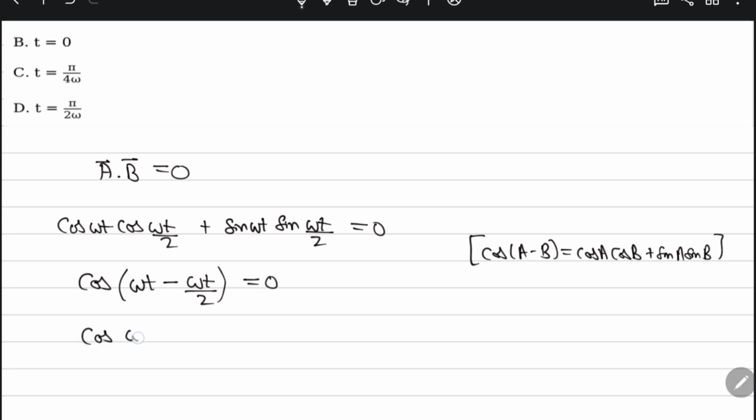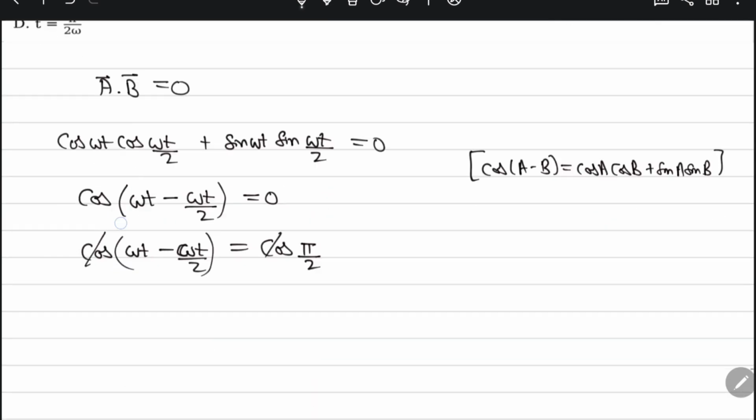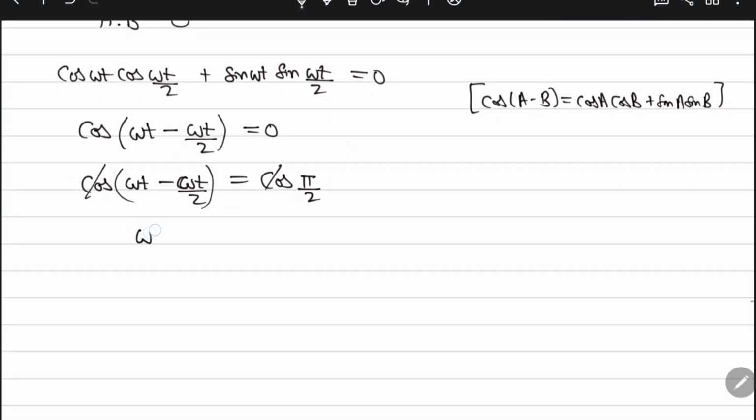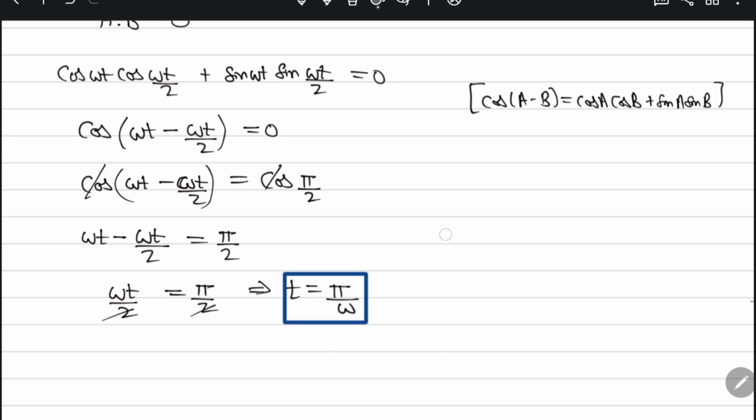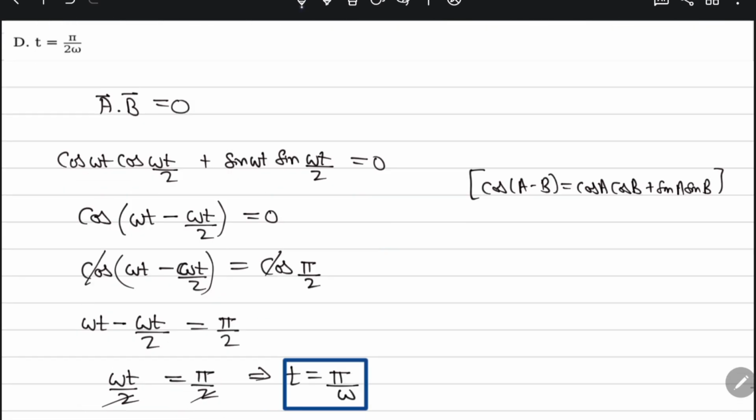So here you can also see that cos of omega t minus omega t by 2 gives cos 0, and cos pi by 2. So here cos and cos cancel. Then omega t by 2 is equal to pi by 2, right? The 2s cancel. So the time at which this is going to happen is pi by omega. Getting my point? Pi by omega. So option first is correct.